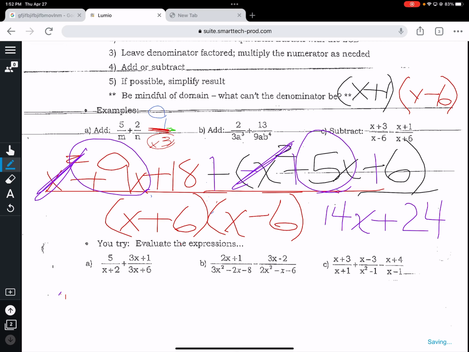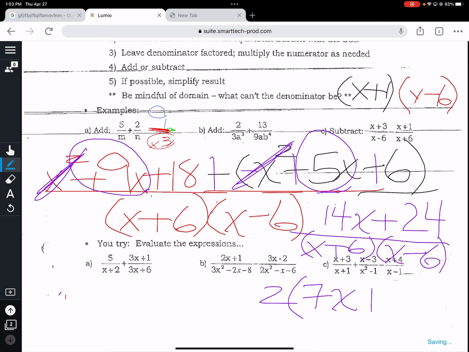All right. And then that leaves us over x plus 6, x minus 6. Now, let me ask you this. 14x plus 24, do they share anything? They share a number. Just a 2. Boom. They share a 2. Guys, could you stop and stay with me? We're going to run out of time and you're going to have to figure it out. Please stay with me. So it would be 7x plus 12.